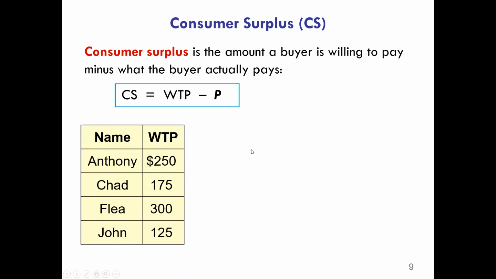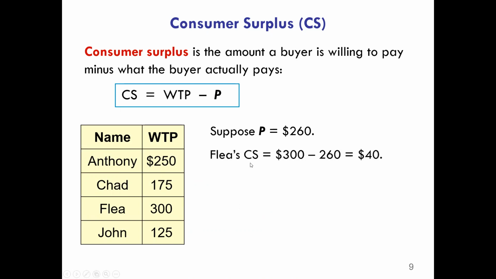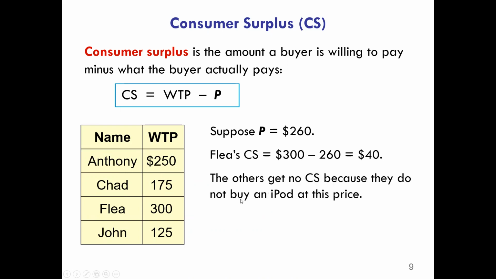So let's look at the demand schedule once again. Suppose price is $260. Then Flea's consumer surplus is going to be $40, because Flea is willing to pay $300 and yet the price is $260. And so Flea is going to save $40. The others get no consumer surplus because they do not buy an iPod at this price, since the price is higher than their willingness to pay. So the total consumer surplus at this point is $40, which is equal to Flea's consumer surplus.